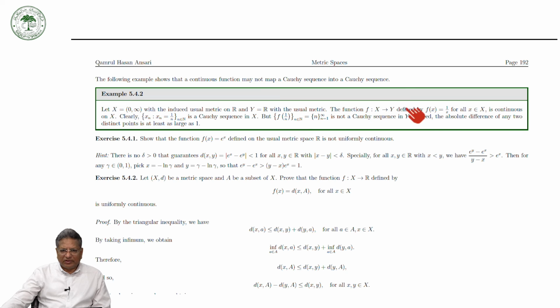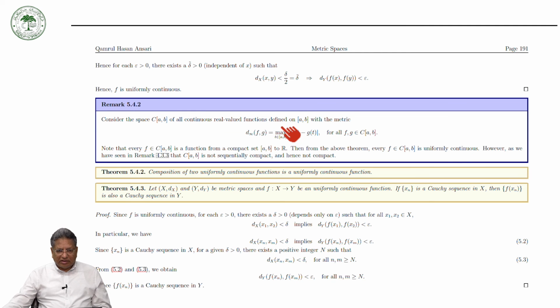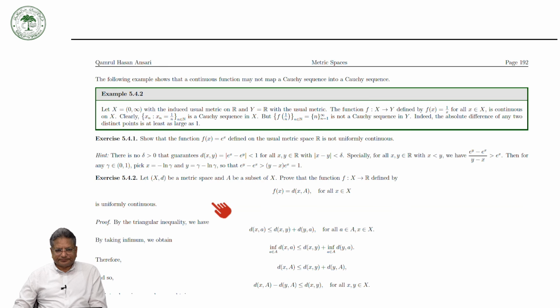So we have this example, which says that uniform continuity is essential in this result. This result is not true when the function is only continuous. In other words, you can say that the continuous image of a Cauchy sequence may not be a Cauchy sequence, but the uniformly continuous image of a Cauchy sequence is a Cauchy sequence.